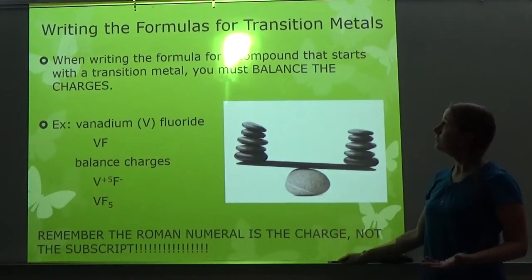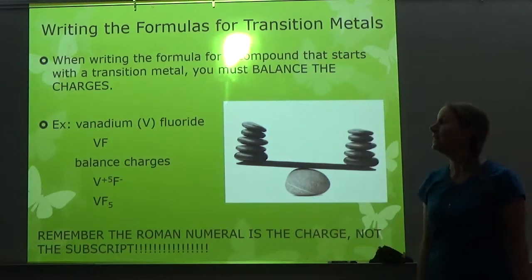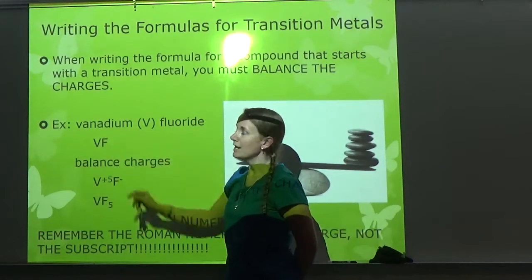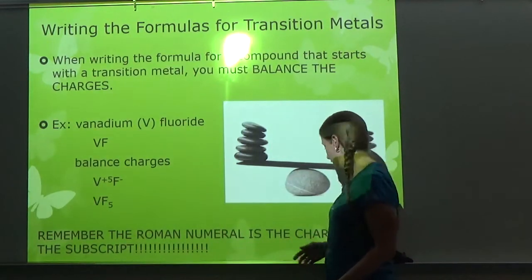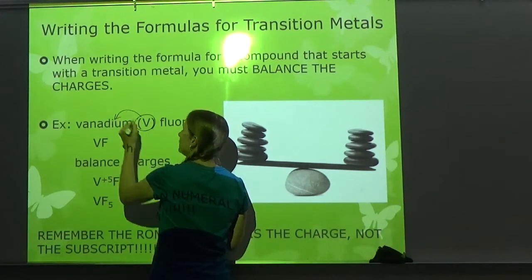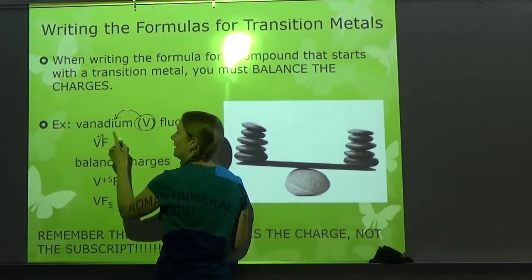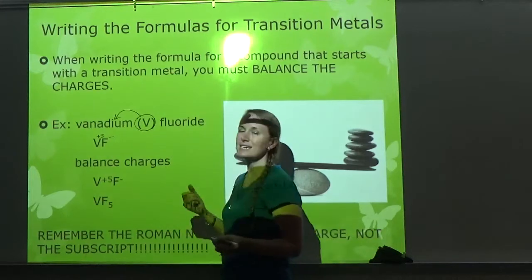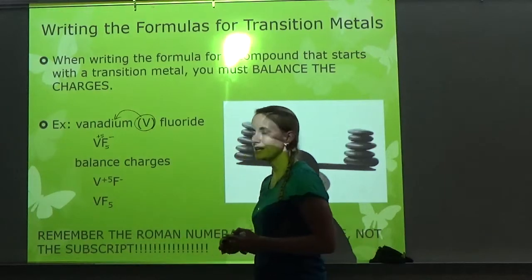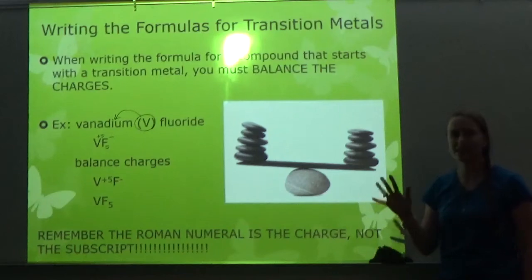So when writing the formula for a compound that starts with the transition metal, surprise, surprise, you have to balance charges. Okay, so if I give you vanadium 5 fluoride and you give me VF, it means you didn't balance your charges. So remember, the way you tell the charge for the first part is the Roman numeral. So vanadium 5 means the V has a +5 charge. Then you can look at the periodic table and see F is -1, and then you can cross your 5 down. So that's how you would end up with VF5. So remember, the Roman numeral is the charge, not the subscript.